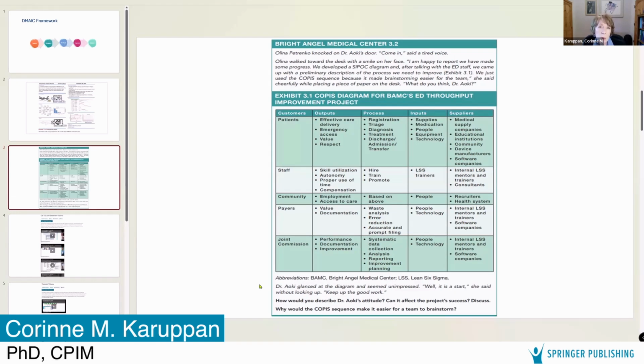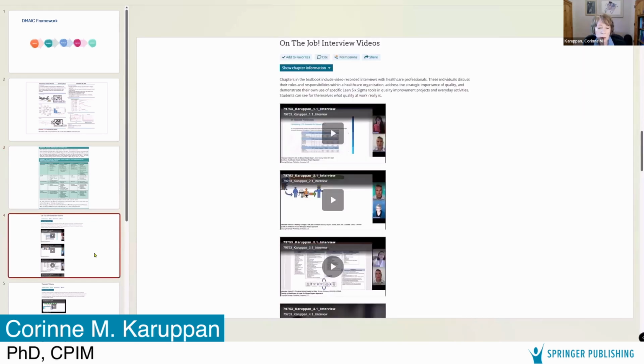This approach enabled us to connect process waste reduction with zero defects and higher value. It also allowed us to demonstrate how those Lean Six Sigma tools can help describe, evaluate, and improve a process. In each chapter, we show how these tools are used in the real world through a series of interviews of healthcare professionals.